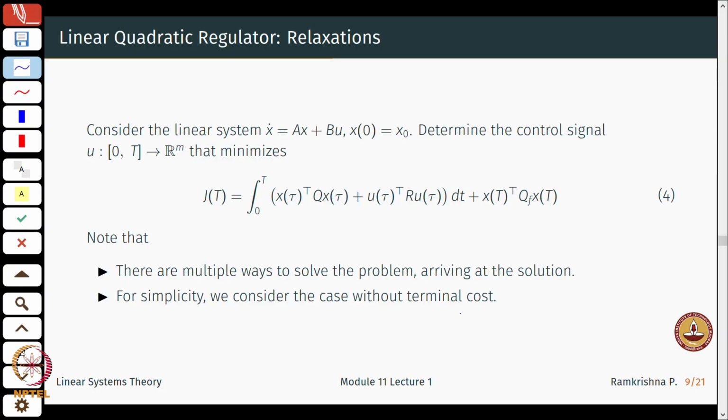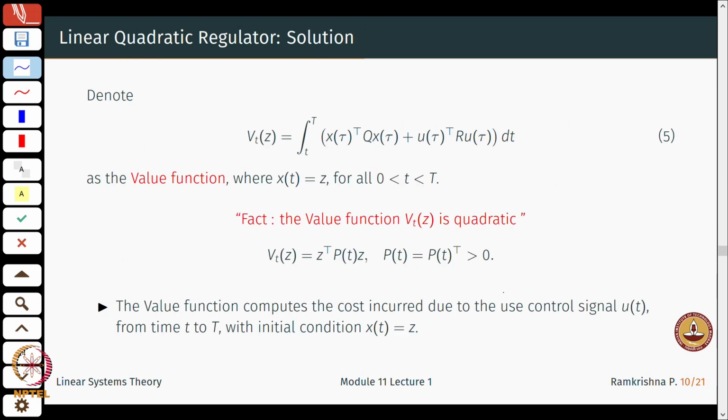So, first, let us start with a case which may possibly not have a terminal cost. Which means I have the cost function, which is also sometimes called the value function, written in the following way. Let me call this my cost function or value function, and let us say x of t is z for all t between 0 and capital T.